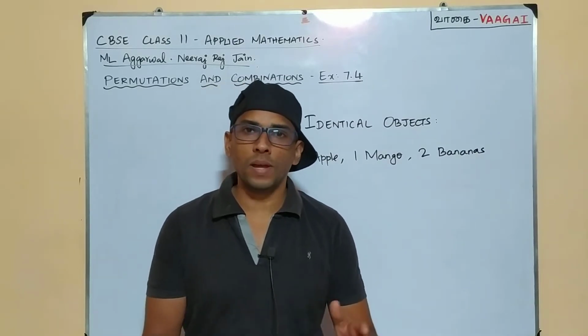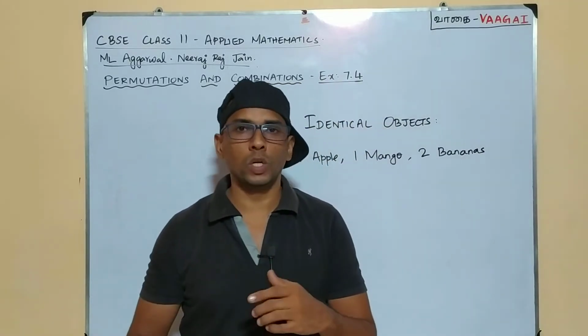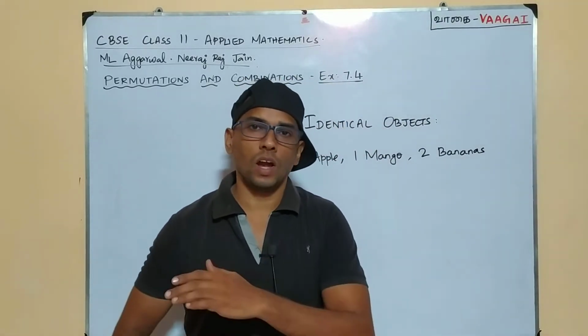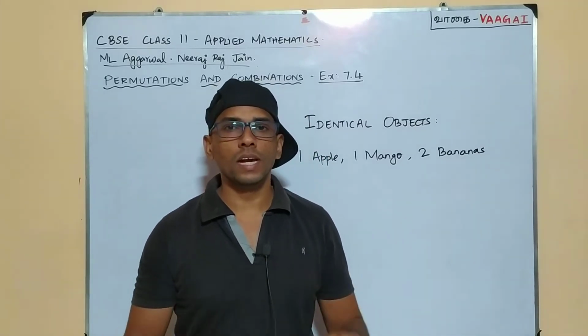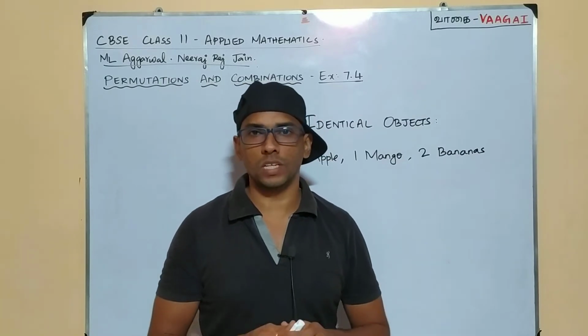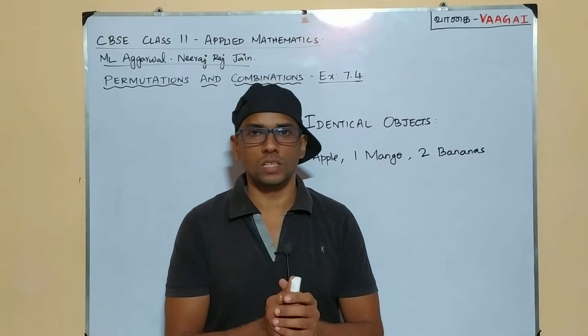We have already completed the first three exercises, 7.1, 7.2 and 7.3, from the concept of permutations and combinations. Following those exercises, in this session we are about to work on exercise 7.4 from permutations and combinations, from the standard book by ML Aggarwal and Neeraj Raj Jain.